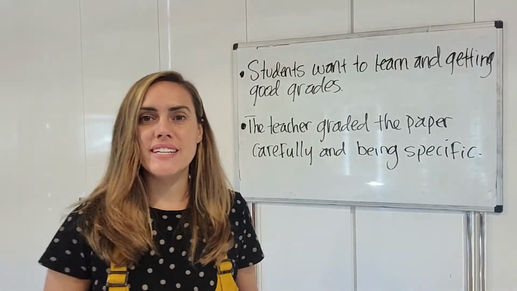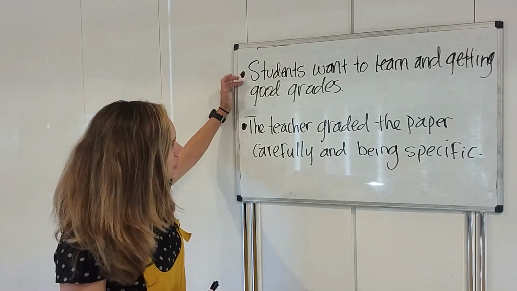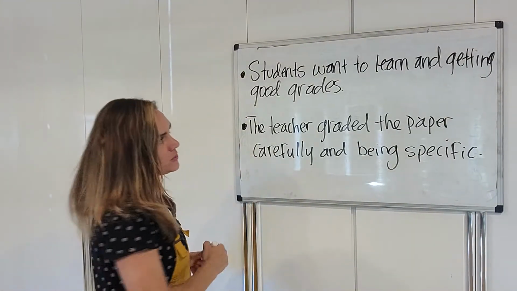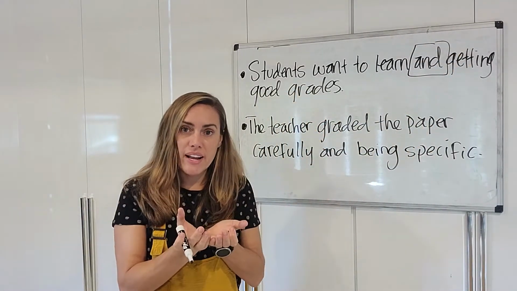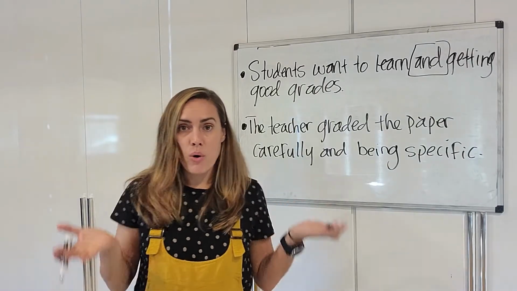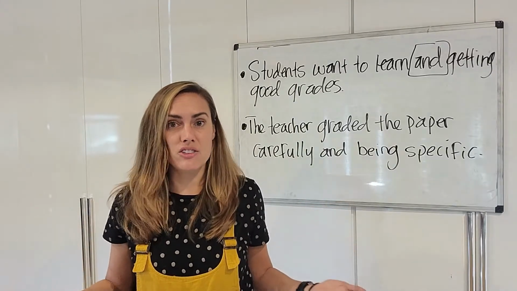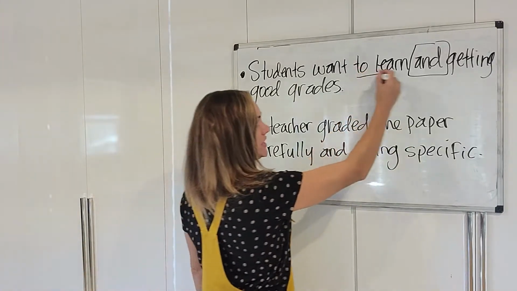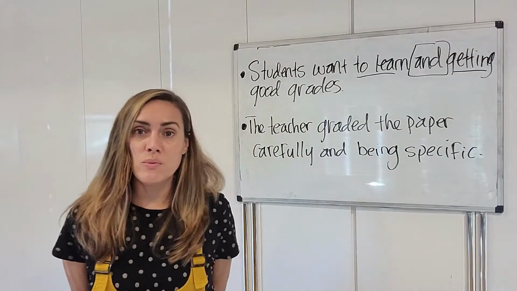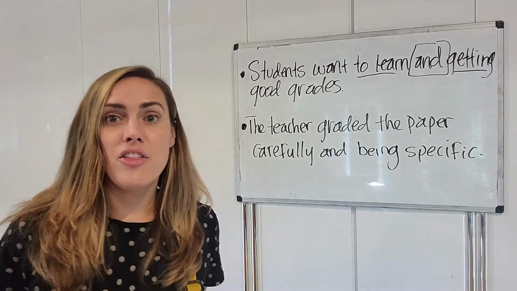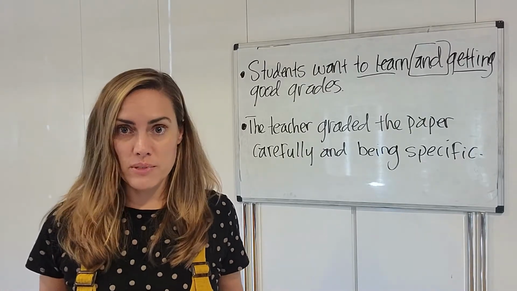Okay, here are two examples of mistakes in parallel structure. Students want to learn and getting good grades. So we can see here we're using the word and to combine. And when we're combining with a word like and, both sides need to be balanced. That's what parallel structure means. So look over here and then look over here. Do you see balance? No. And the reason why we don't see balance is because the words that are on either side of the word and are different forms, okay?